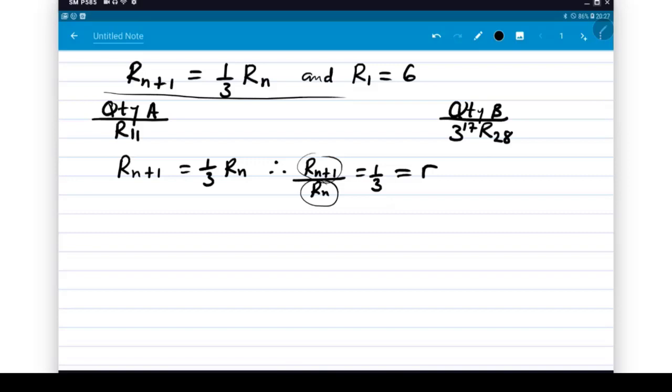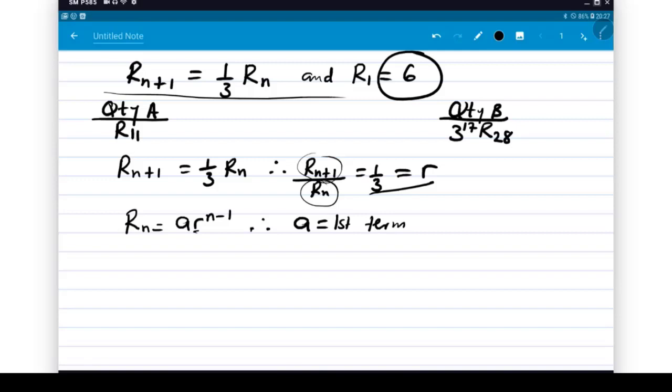So it shows this sequence has a common ratio. In that case, since I'm saying R11, R28, to make my work easier, I will just go straight to my formula. Alright? And remember the formula, our Tn, or let me use R now, will be equal to A R raised to power n minus 1. So the R is the common ratio, and our A is the first term, which has been given in the question as our R1, which is going to be 6.